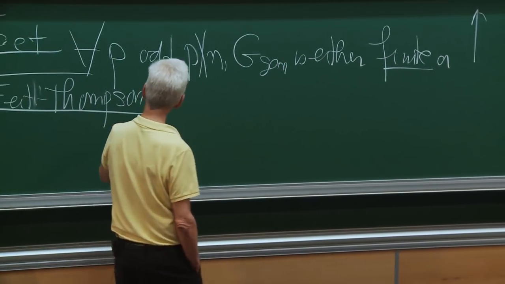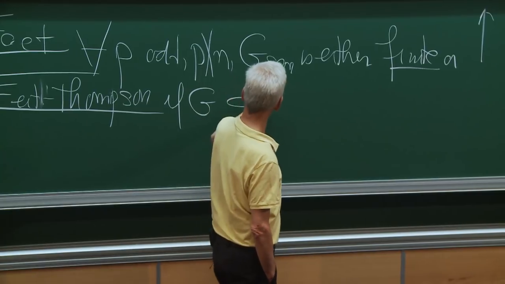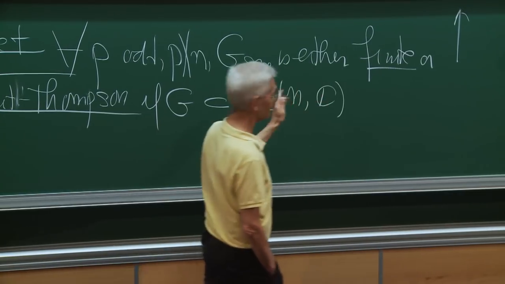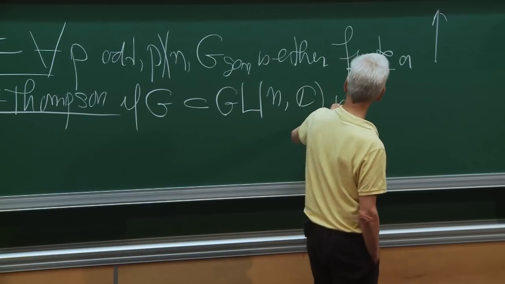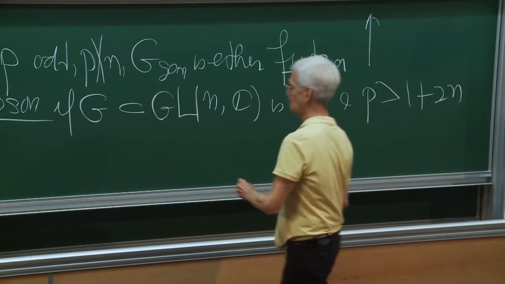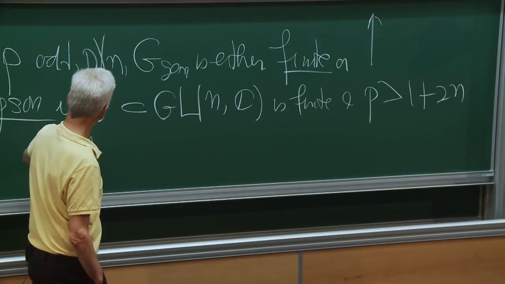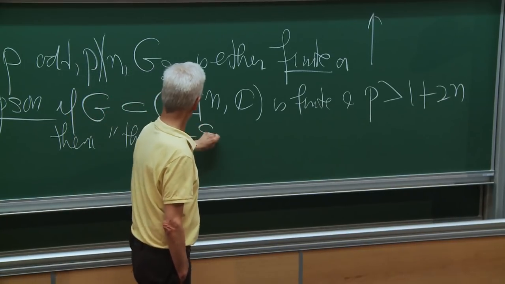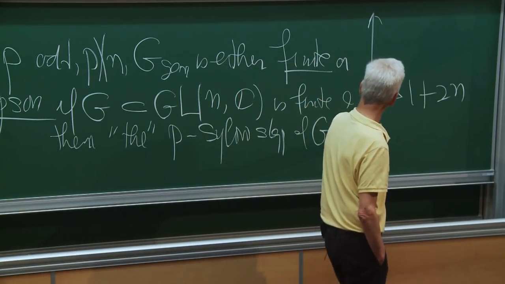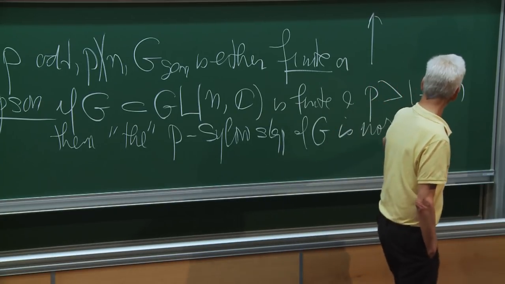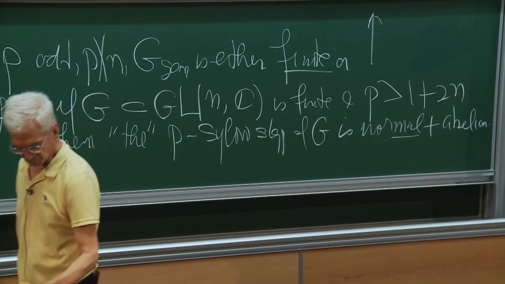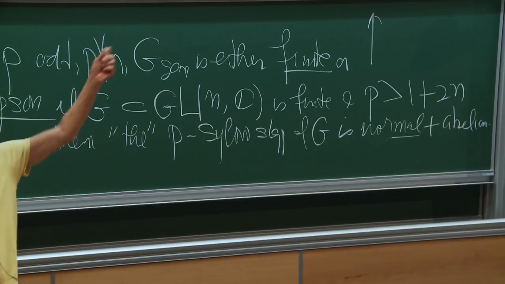Okay? And the Feit-Thompson theorem says that if G in GL_n(C) is finite, so this is, so to speak, a different n than that one, if you like, and p is greater than 1 plus 2n, then the p-Sylow subgroup of G is a normal subgroup, so it makes sense to say the p-Sylow subgroup, and it's abelian. Okay. Now, it's obvious from Jordan's theorem that this will be true if p is huge.